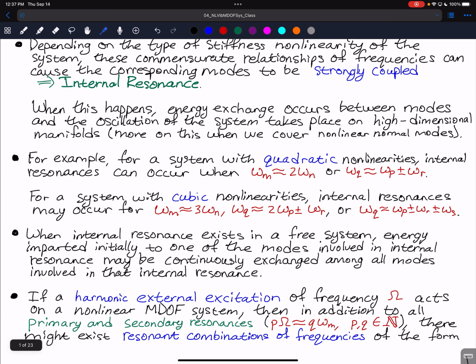Okay, so when this happens, there are these energy exchanges, and you end up having to study the oscillations of the system on some higher dimensional manifold. We will see a little bit of this later when we look at nonlinear normal modes. One of the types of nonlinear normal modes we'll study is Shaw and Pierre's definition, which shows how each nonlinear normal mode in itself lives on a manifold. And when you have these internal resonances, those manifolds stop being two-dimensional and end up becoming three or four-dimensional manifolds.